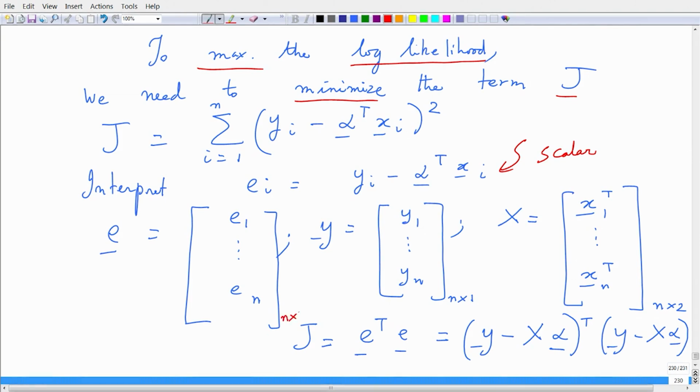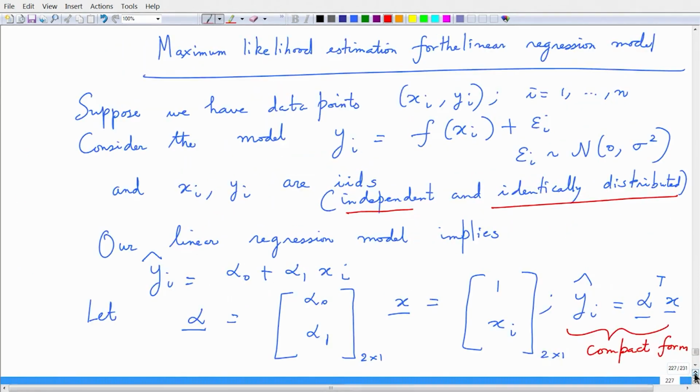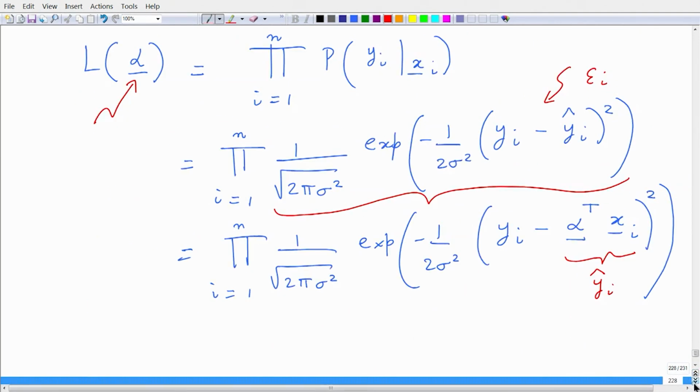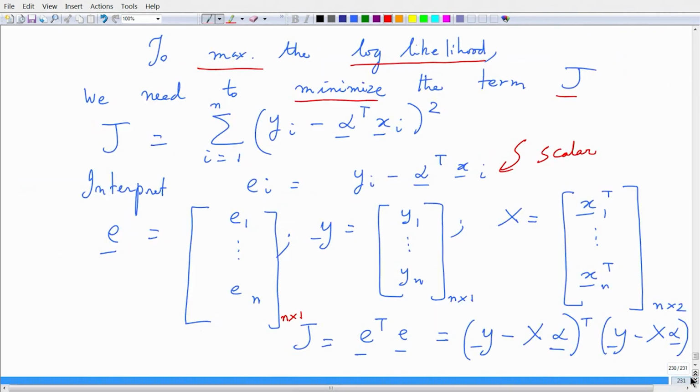This is an n by 1 vector, and y comprises observations y1 through yn, which is an n by 1 column vector. I formulate a matrix, capital X, by stacking all these vectors x1 through xn over observations 1 through n. And this x1 vector, if you recall, is the 2 by 1 vector as per our definition that we defined very early. So, going by this, we formulate a matrix equation.